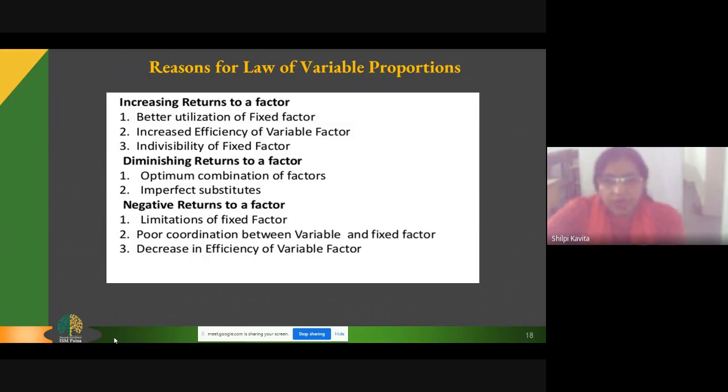Concluding the reasons for the law of variable proportion, we can see that increasing returns to a factor is due to better utilization of fixed factor, increased efficiency of variable factor due to introduction of specialization and division of labor, and indivisibility of fixed factor. Diminishing returns to a factor is due to optimum combination of factors and imperfect substitutes. We cannot substitute labor for land. And negative returns are due to limitations of fixed factor, poor coordination between variable and fixed factor, and decrease in efficiency of variable factor because the fixed factor is very less as compared to the variable factor.